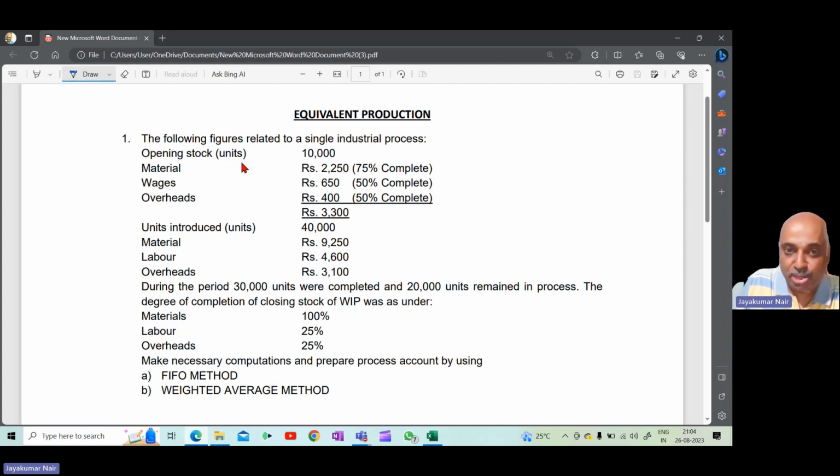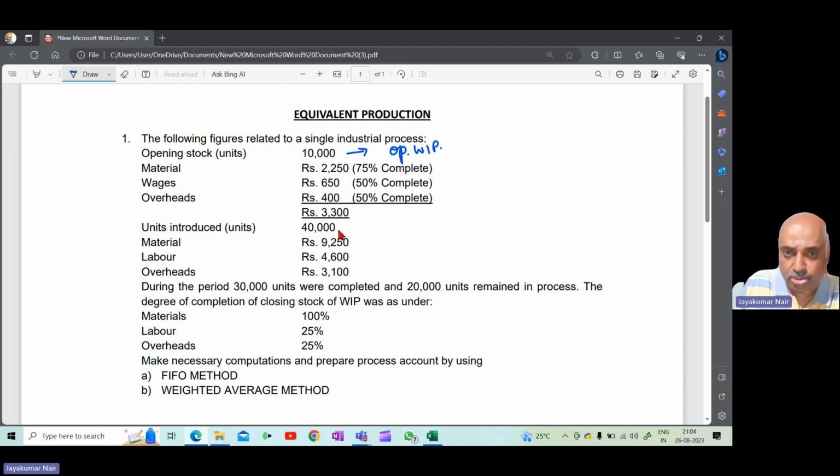Opening stock in units 10,000. Material is 2,250, 25% complete. Wages 650, 50% complete. Overheads 400, 50% complete, and the total value is 3,300. So this is the opening work in progress. This is opening WIP.